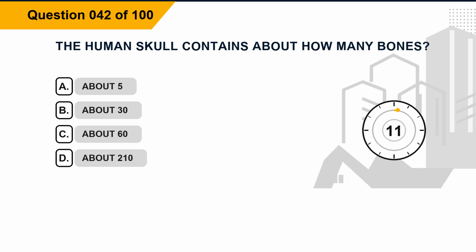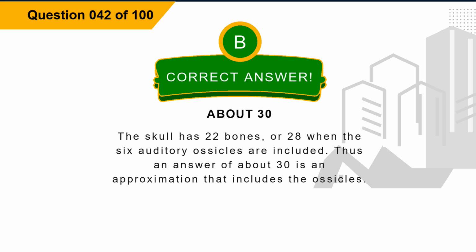Question 42. The human skull contains about how many bones? Option A, about 5. Option B, about 30. Option C, about 60. Option D, about 210. The correct answer is option B, about 30. Explanation. The skull has 22 bones, or 28 when the 6 auditory ossicles are included. Thus an answer of about 30 is an approximation that includes the ossicles.